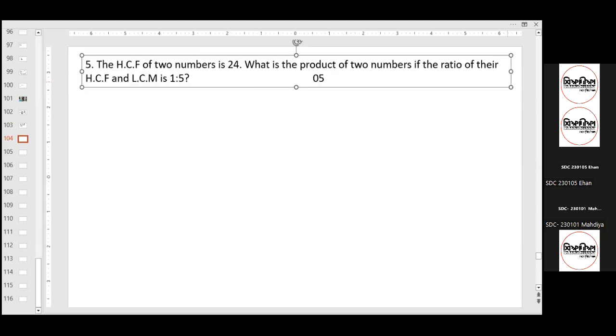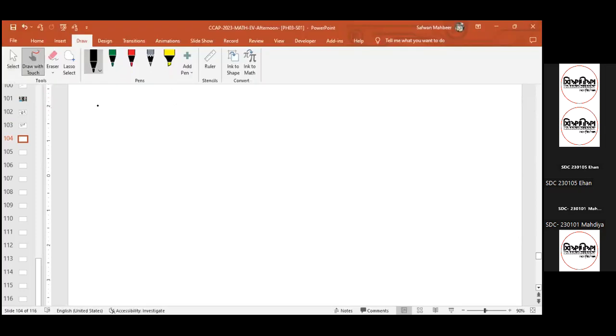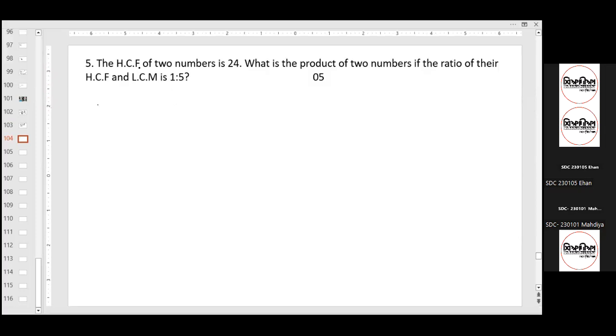The HCF of two numbers is 24. What is the product of the two numbers if the ratio of their HCF and LCM is 1:5, right? If we really want to do this, then we have to know one formula.